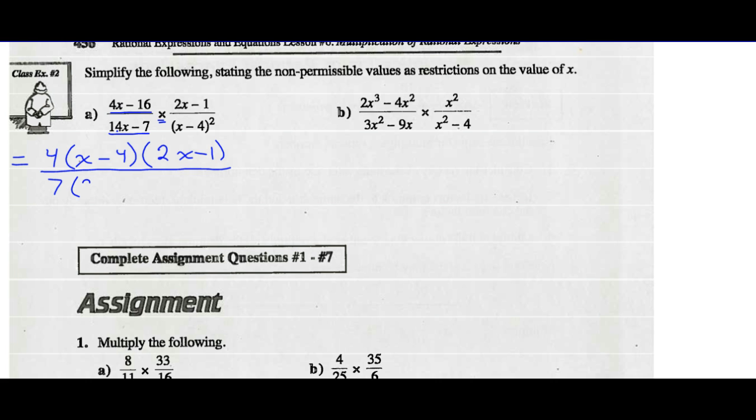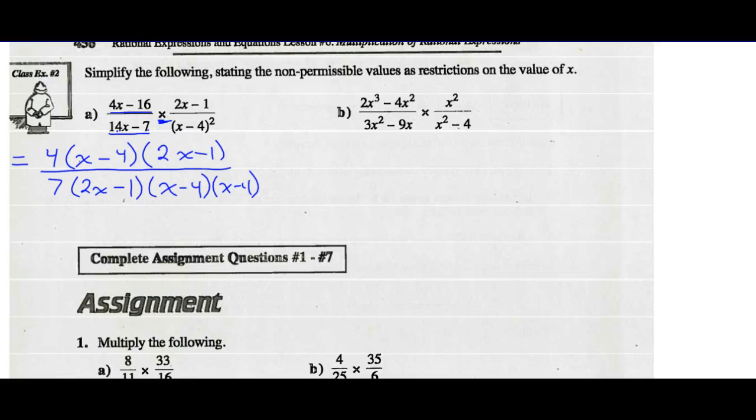Divide 14x by 7, I get 2x. Divide negative 7 by 7, I get minus 1. That's multiplied by x minus 4 all squared, which is like saying x minus 4 times x minus 4. All right, so that's great. I've now written this statement in complete factored form.